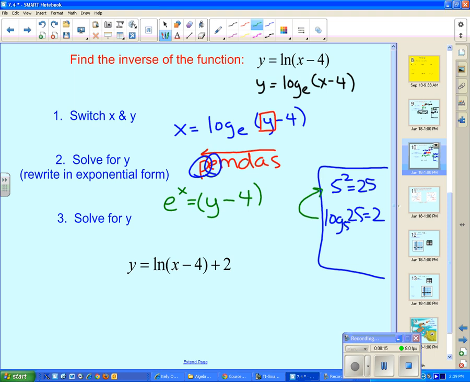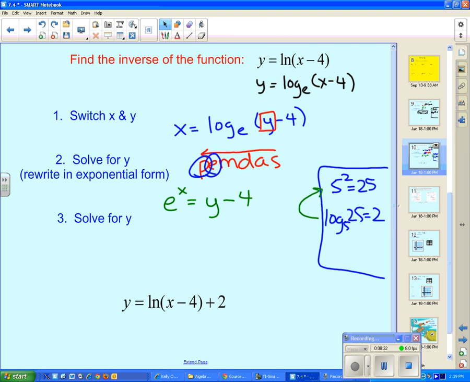Now, we really don't need those parentheses there anymore because we just got rid of that log part, and that's the reason that those were there to begin with. So I'm going to get rid of those. So our last step then is going to be to solve for y, to move that 4 over. How do I move it over? Just by adding, yep. And so it's going to be e to the x plus 4 equals y.